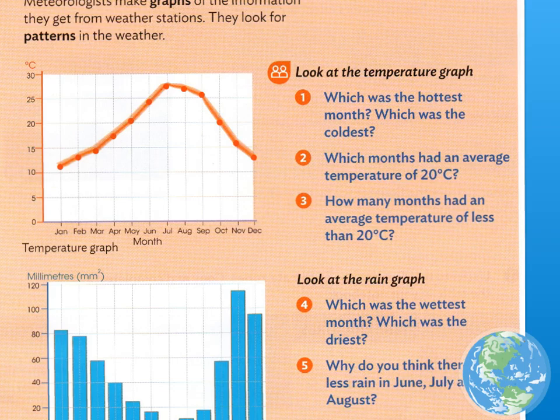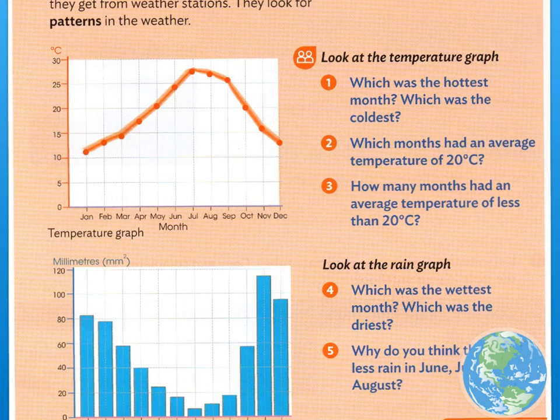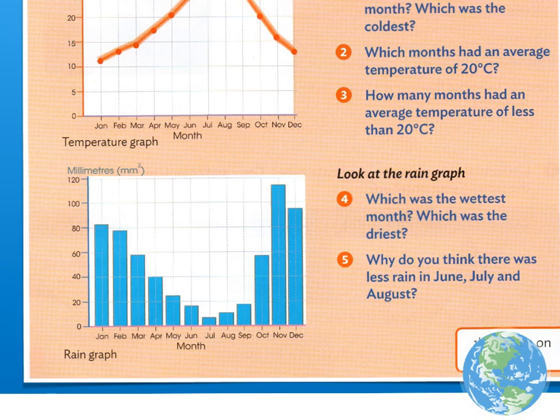Also, the second question: which months had an average temperature of 20 degrees? Maybe you don't remember what an average is. Average is la media. So which months have this media of 10 to 20 degrees? And finally, the last question: how many months have an average temperature of less than 20 degrees? Less.